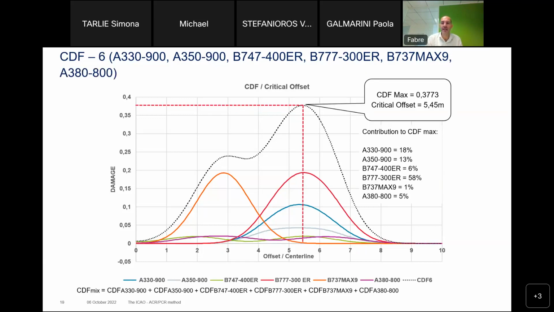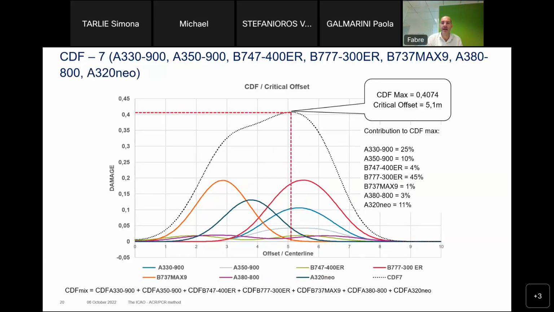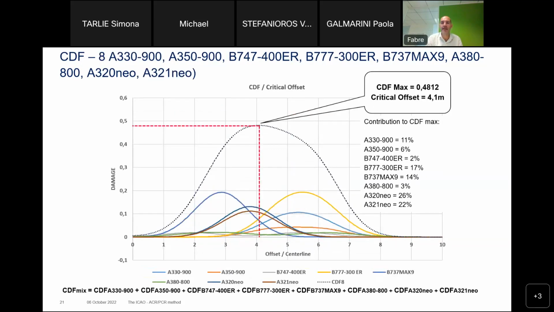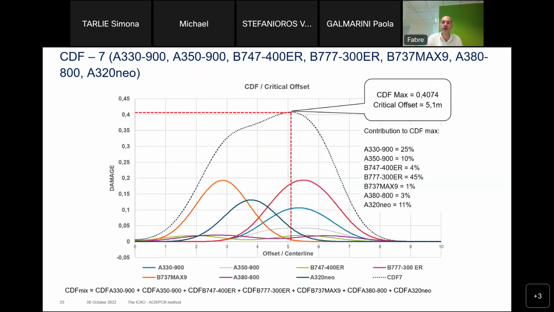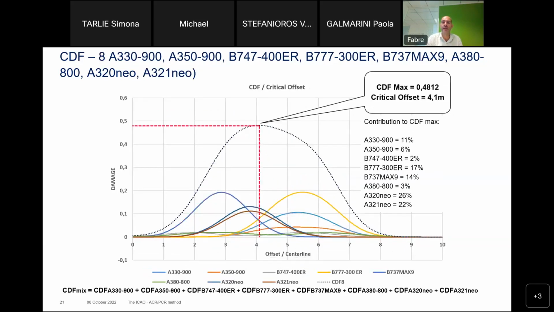So next aircraft is the A380-900, so 5% for the contribution. We increase again the CDF max. And then I add the A320neo. So the critical offset has moved to the left, and we again increase the CDF max. And this is the last aircraft. So if we remember the slide just before, the critical offset was located at 5.1 meters from the pavement center line. And when I added the new aircraft, it was assigned a very high number of annual departures, so it has a very significant influence on the max CDF in terms of the numerical values, but also because of its landing gear geometry, it has an effect on the location of the critical offset.